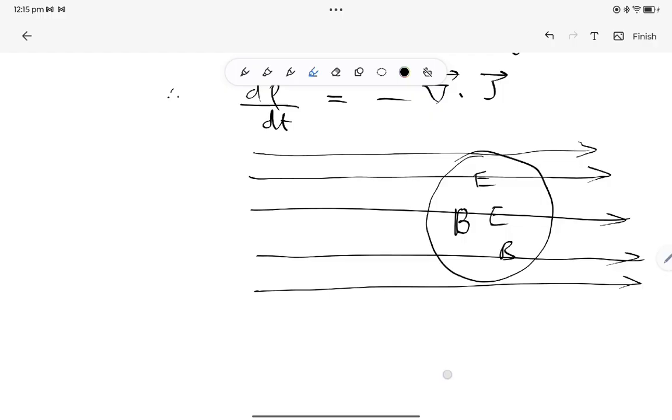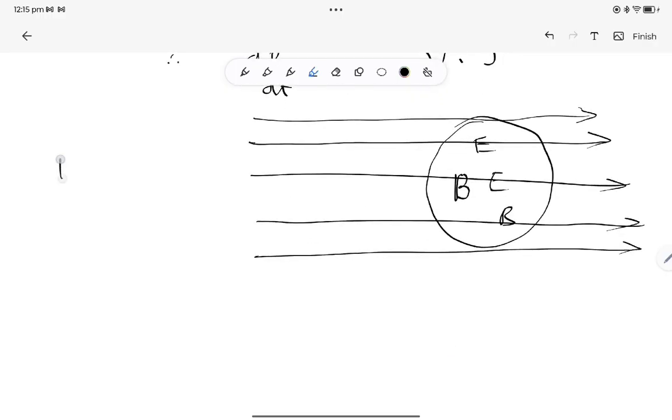Okay. Now, electric and magnetic fields are places where energy is stored, where there is energy.